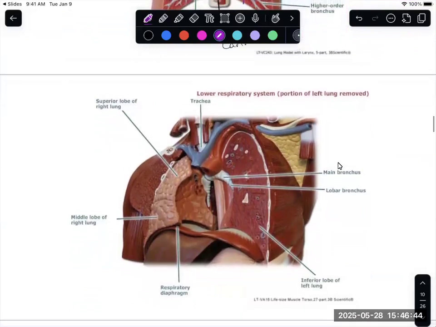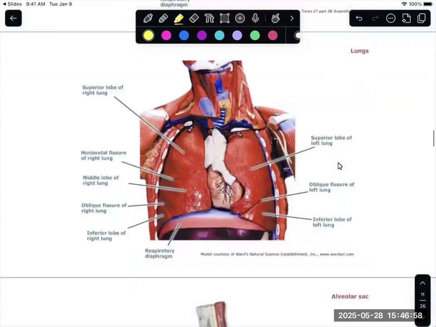So here's just some other images that we can see, like that superior lobe, middle lobe. You can see that main bronchus, that lobar or secondary bronchus. Here's another one in that chest cavity where we can see the lobes. We can see the fissures. So that superior oblique fissure, inferior lobe. You can see that cardiac notch really well in this picture.